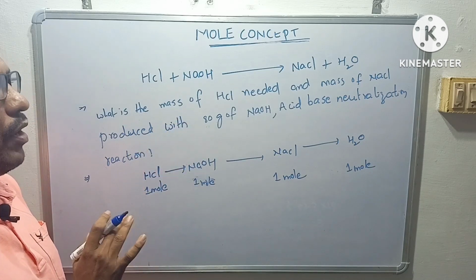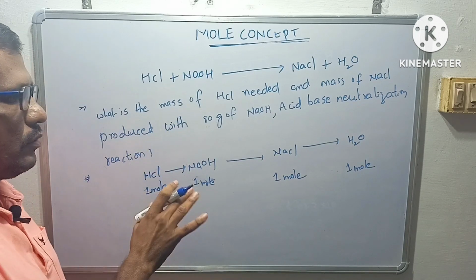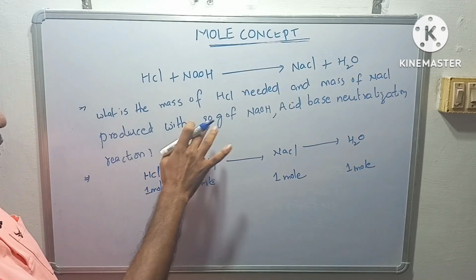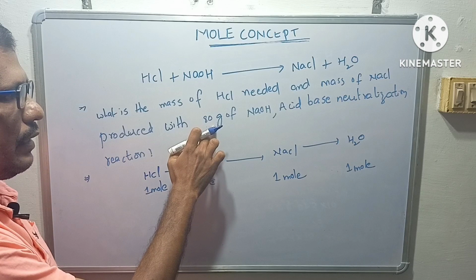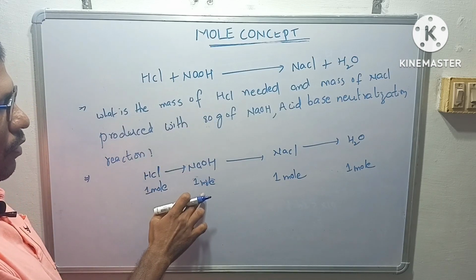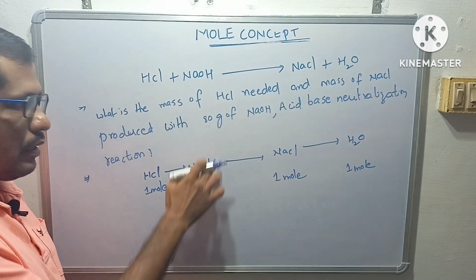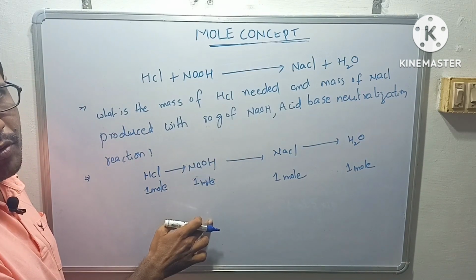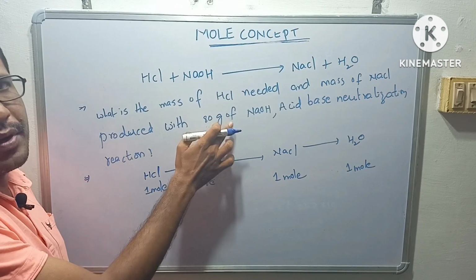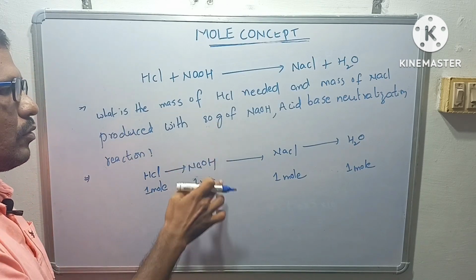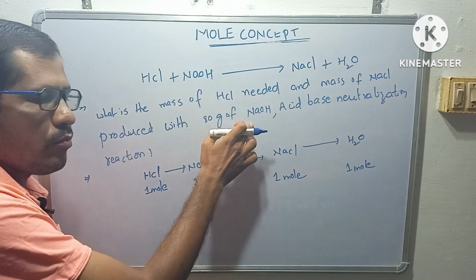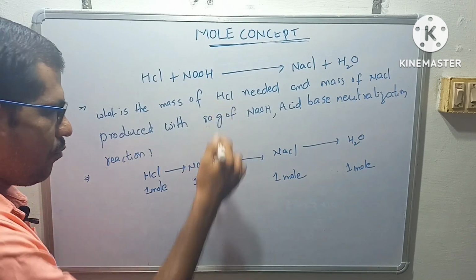Now the question, what we need is mass. So what he has given is 80 grams of NaOH. So 80 grams NaOH means how many moles, that we will calculate. So here we need to convert mass to moles.